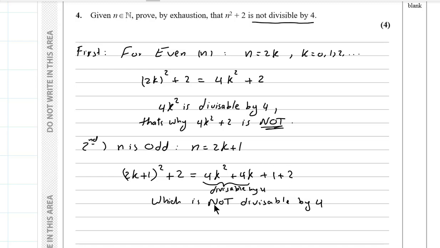Okay, that's it. So from first and second, please, you should write the same sentence. Try to write the same sentence. We can say for all natural numbers, for all n belonging to the natural numbers, n squared plus 2 is not divisible by 4. Okay.